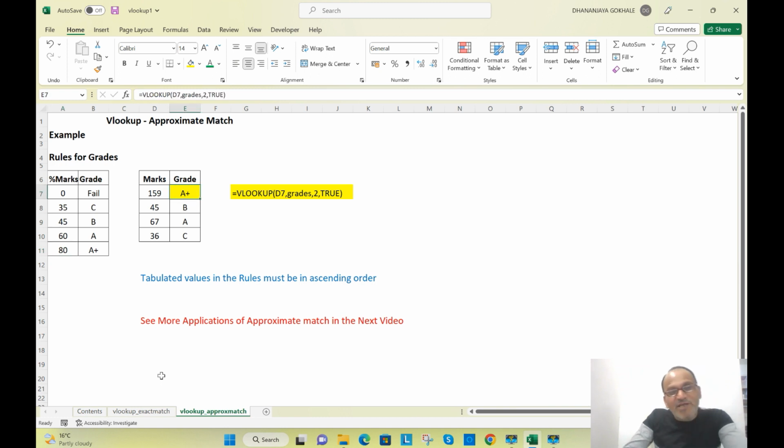I hope it's clear. So this is a wonderful and very cute looking application of approximate value where the formula is so simple and so small, and it can give multiple results depending on different ranges for any number of ranges. So that is the beauty and strength of this VLOOKUP approximate match, and it replaces a very complex nested if formula which could also give you similar results in such a case.